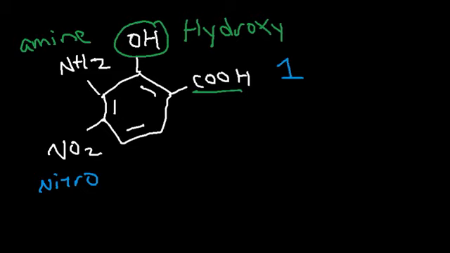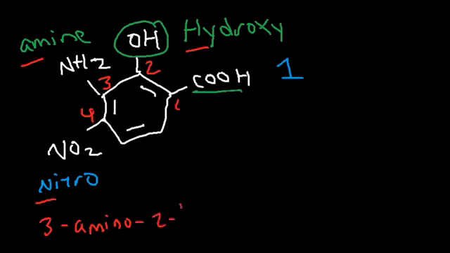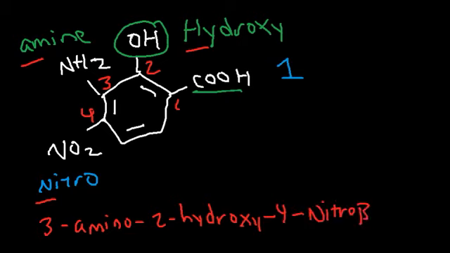So now we have to number it. There's only one way to count it. 1, 2, 3, 4. If we count the other direction, we'll get higher numbers instead of lower numbers. The last thing we've got to do is put this in alphabetical order. So A comes before H and H comes before N. So we're going to say 3-amino, dash 2-hydroxy, dash 4-nitrobenzoic acid.